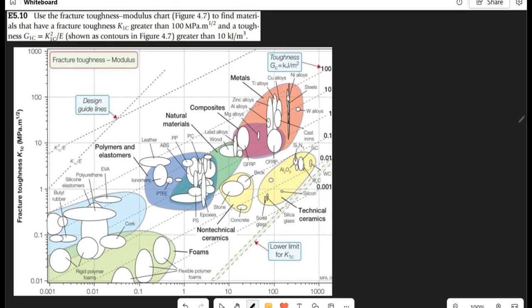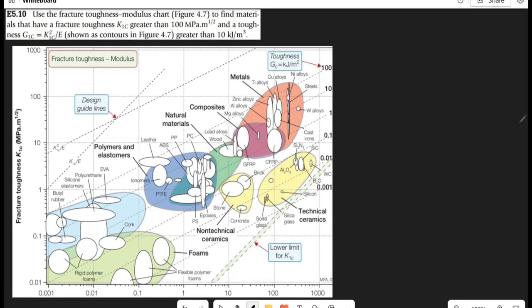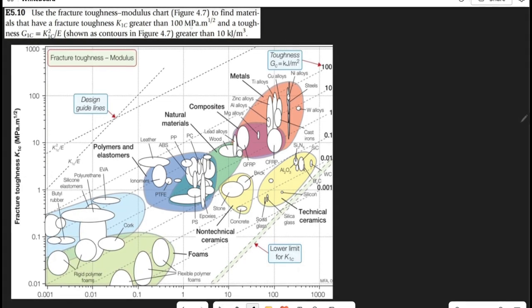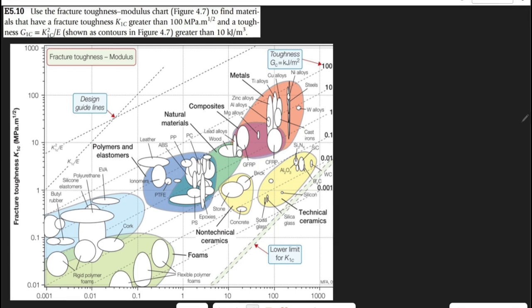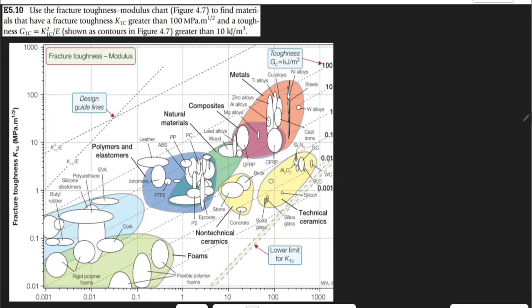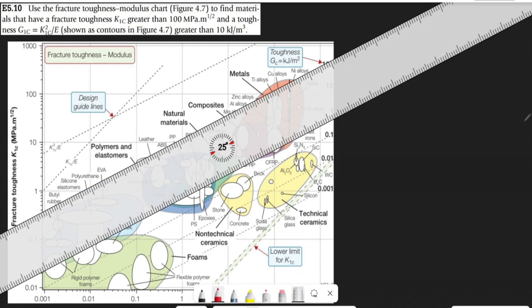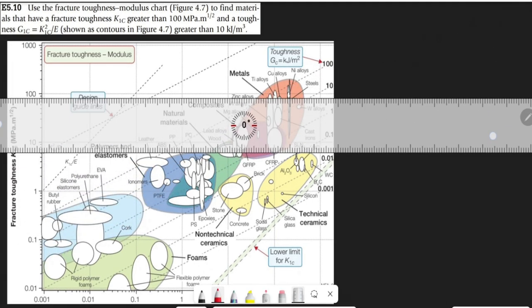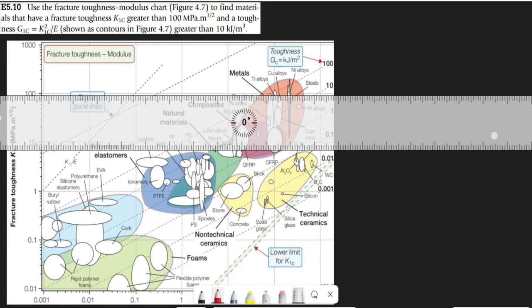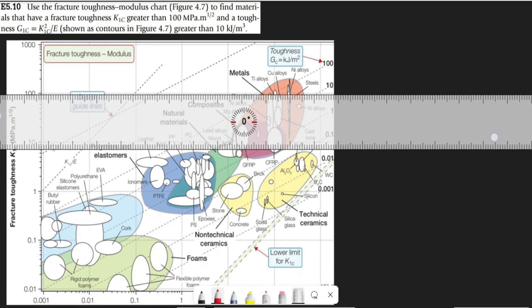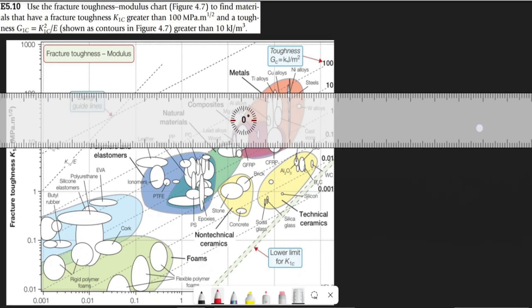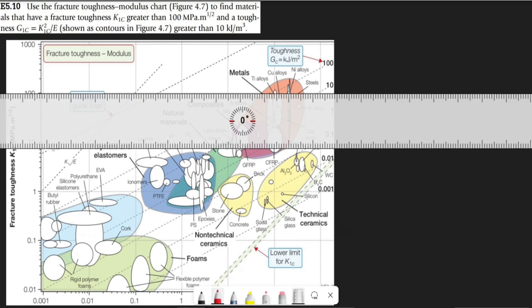So first, we are going to look for materials that have higher K1C values than 100 megapascal root meter. When we do it, we take our ruler and position it at 0 degrees. So now we have our material line at 0 degrees, and we can now rule our line at 0 degrees.